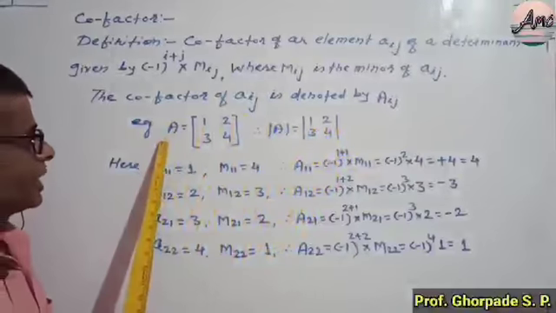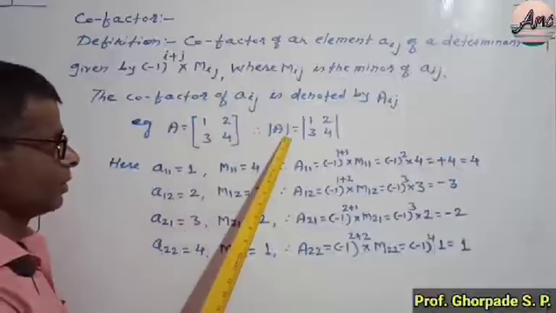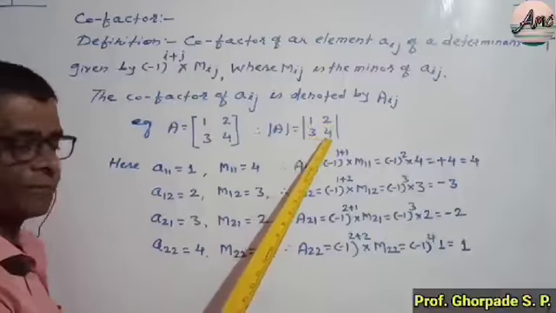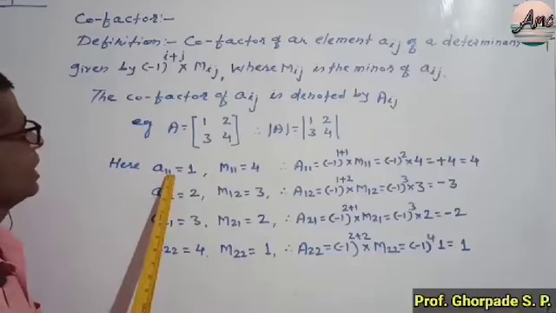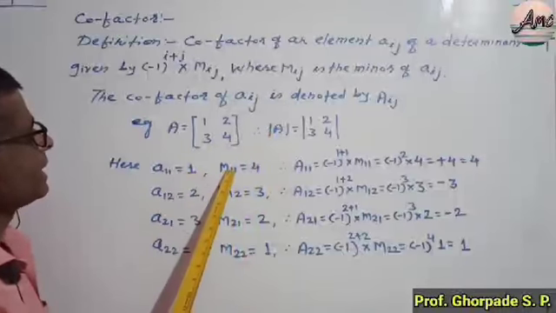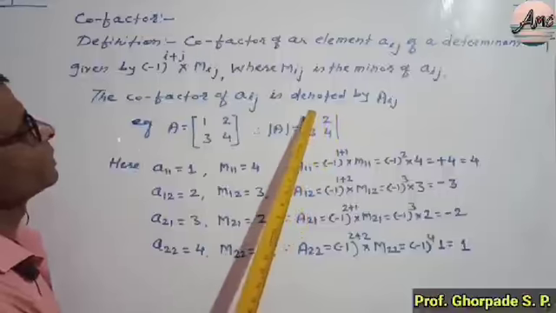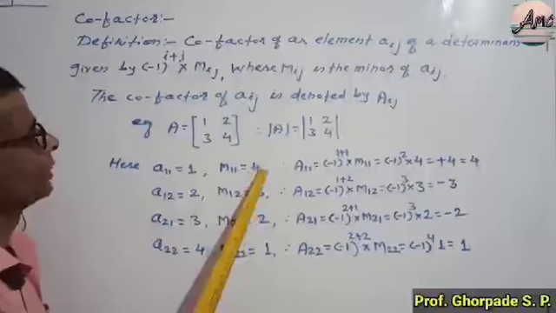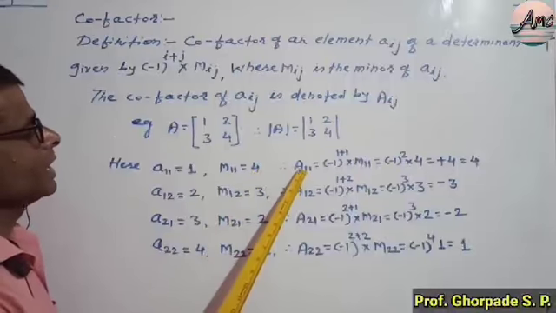Now let us take one example. So matrix A equal to 1, 2, 3, 4. Therefore, determinant of this matrix is the determinant of 1, 2, 3, 4. Now in this determinant A11, first row, first column is 1. So then what is this minor, which is obtained by deleting first row, first column? If you delete first row, first column, you will get 4. So the minor of 1 is 4.